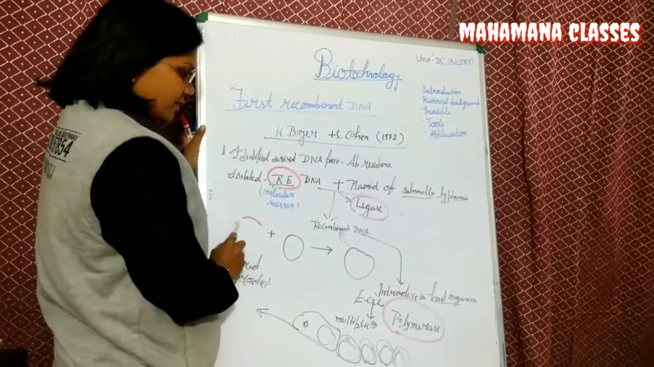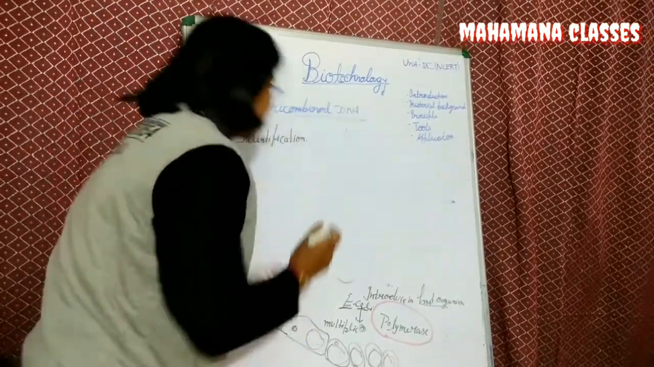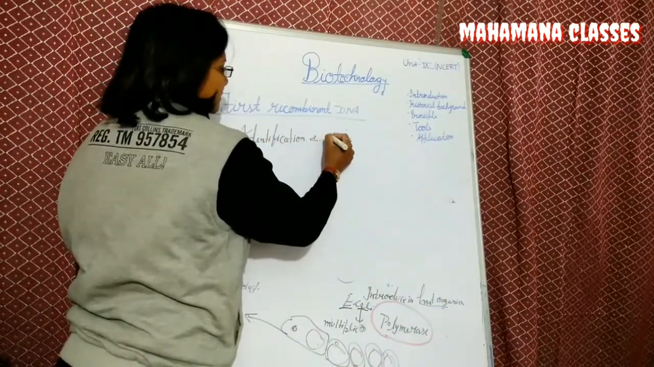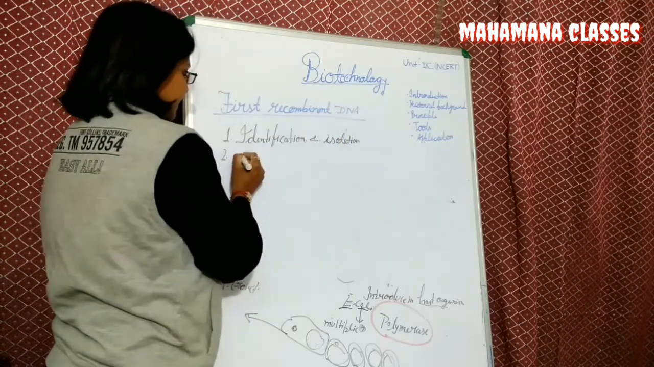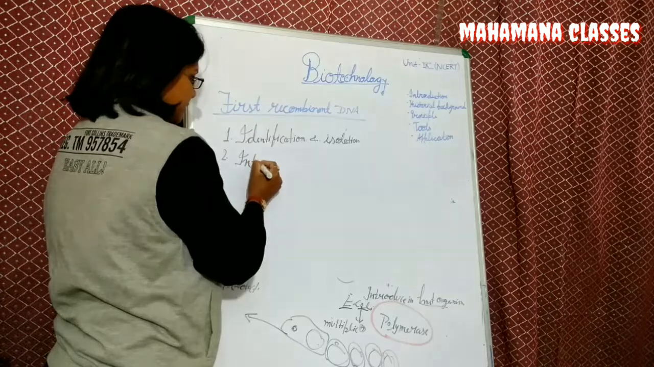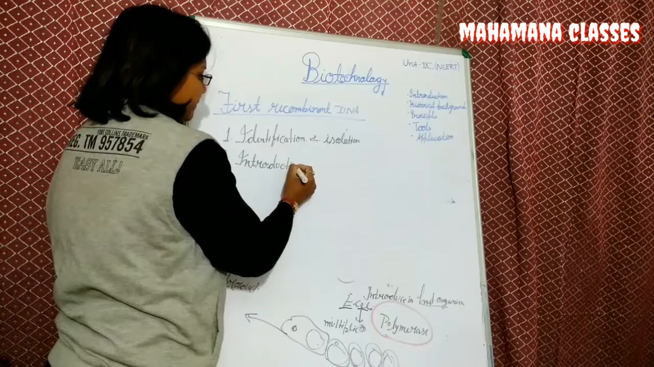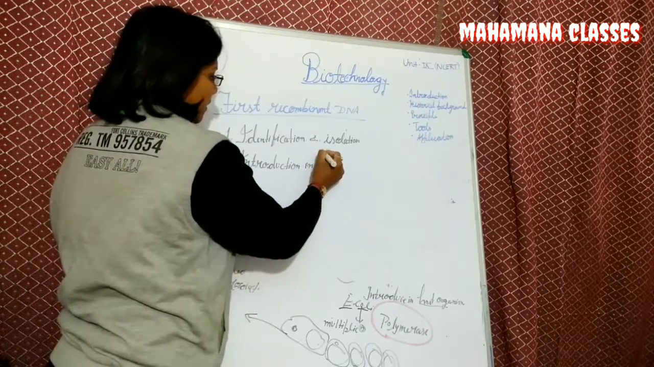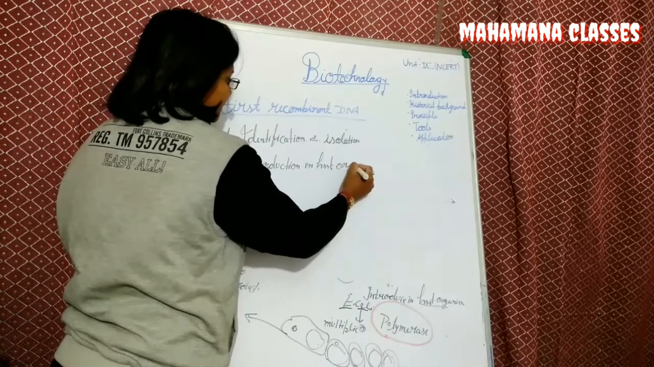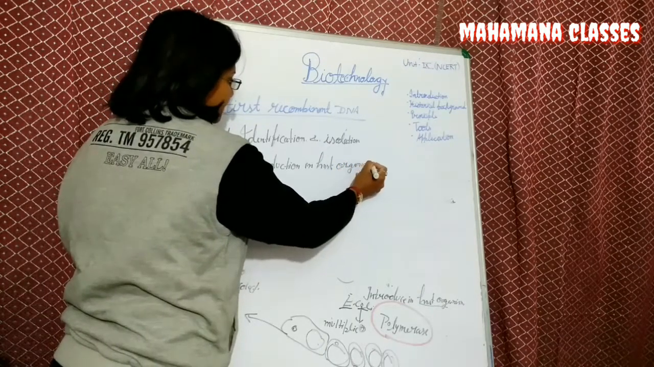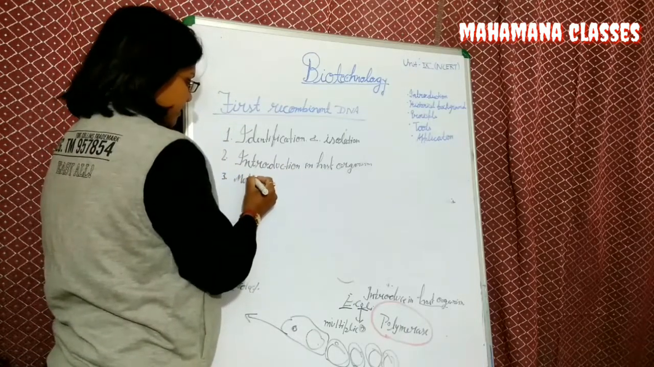It was something like: the isolated piece of DNA, then the plasmid they inserted in isolation, then the second step, introduction into the host organism. And then the last step is its multiplication.